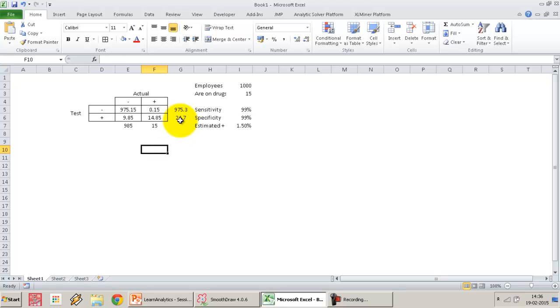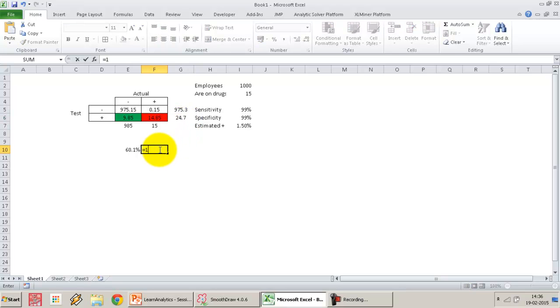But therein lies the rub. Out of those 24 people who have tested positive for drugs, only 14 are actually on drugs. The rest, 9.5, are not on drugs. So there is an error in the test. So if you have tested positive, the probability that you're actually positive is 14.85 divided by 24.7, right? So there's a 60% chance that everybody who's tested positive is on drugs.